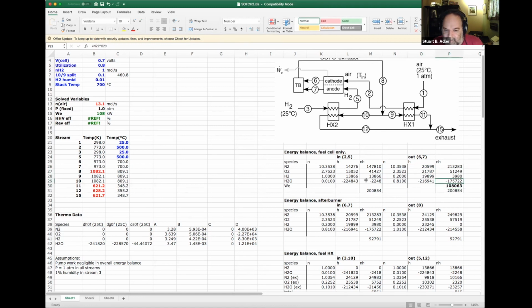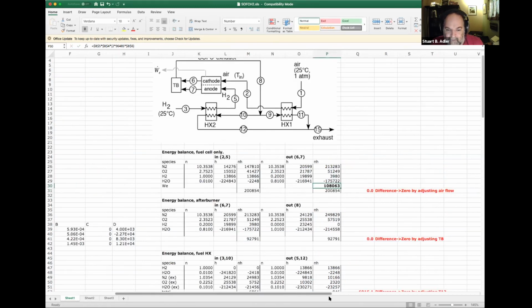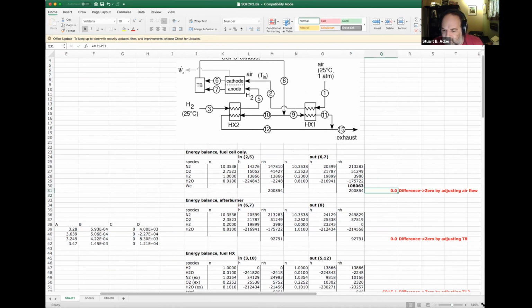And so if we think about our energy balance, we've got sum of N dot H in is right here. And then this is the sum of N dot H out minus the electrical work. So the electrical work should be the same one we calculated over here, 108 kilowatts, and it looks like it is. So then over here is the difference. So this is electrical work out plus N dot H out minus N dot H in, and that should be 0. And it is 0. And why is it 0? Because I already solved for it.